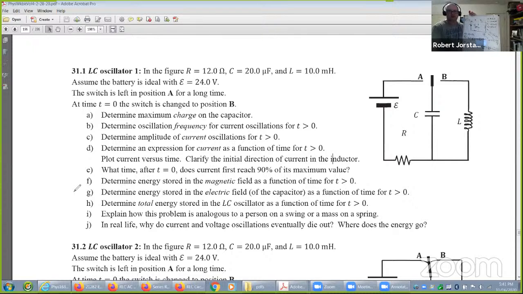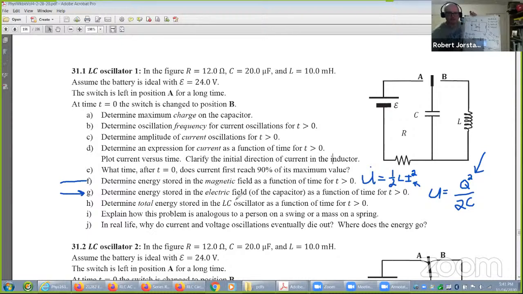All right, and then magnetic energy as a function of time. This one is U equals 1/2 L I squared. We know I is a function of time. That means we know the energy. Same thing, we could get the energy in the charge. We know U of the charge is Q squared over 2C. We could find charge as a function of time and plug it in. And so we could do that.